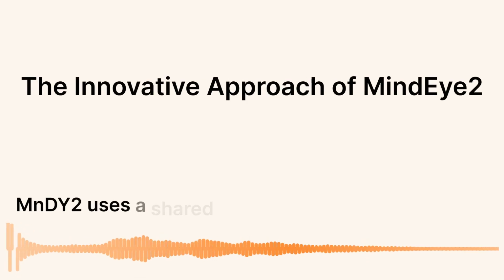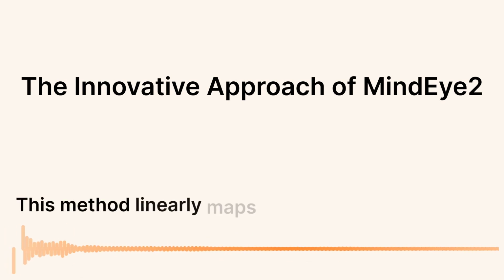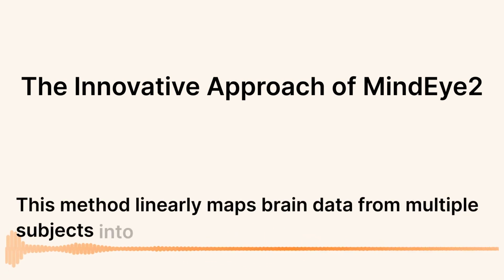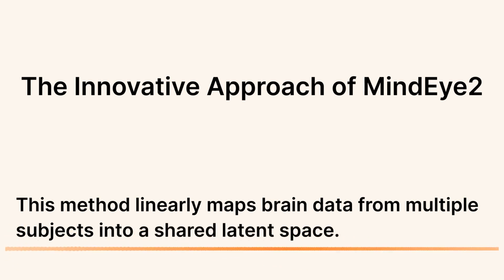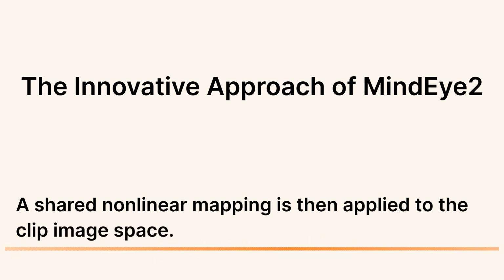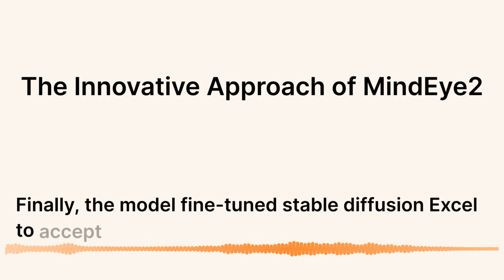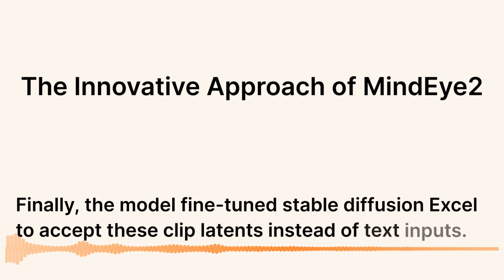MindEye2 uses a shared subject functional alignment procedure. This method linearly maps brain data from multiple subjects into a shared latent space. A shared nonlinear mapping is then applied to the clip image space. Finally, the model fine-tuned Stable Diffusion XL to accept these clip latents instead of text inputs.